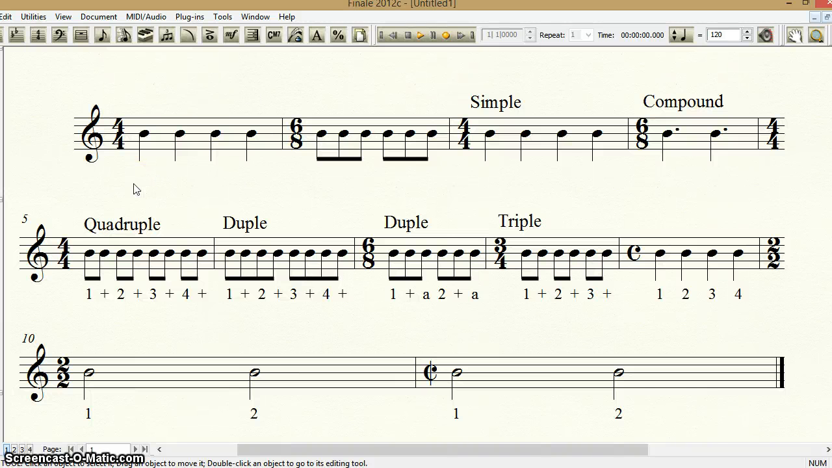Hi, and welcome back to another Basics of Music Theory lesson. Today we're going to go over how to read time signatures and the different classifications of meter.